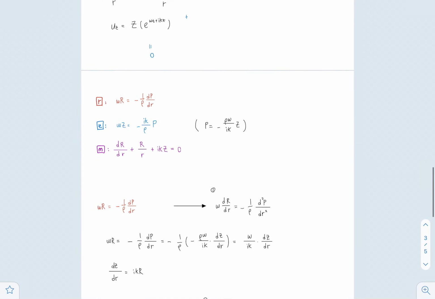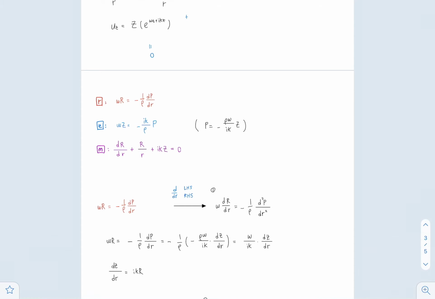Okay, so let's first look at our r direction. We have omega r is minus 1 over rho dp dr. And if you actually take the derivative of this term with respect to r and solve this equation, so you're going to do d dr on both terms, okay? d dr on the left-hand side and right-hand side. We are going to get this first equation, which is going to be omega times dr minus 1 over rho dp dr second derivative. Okay?